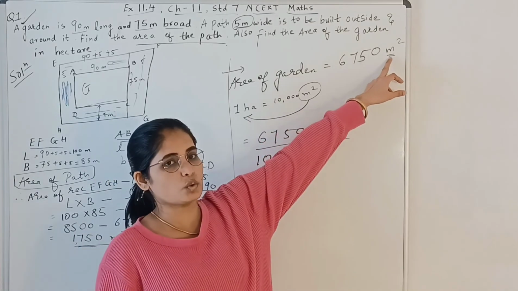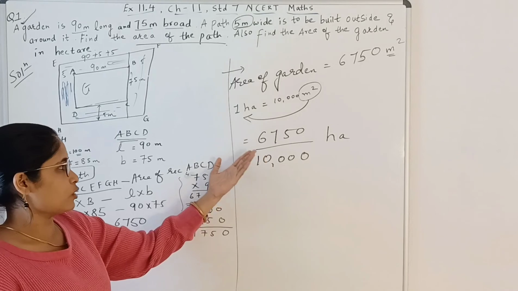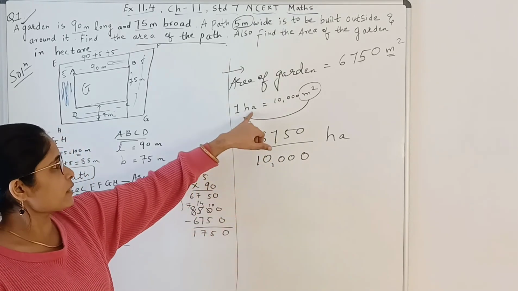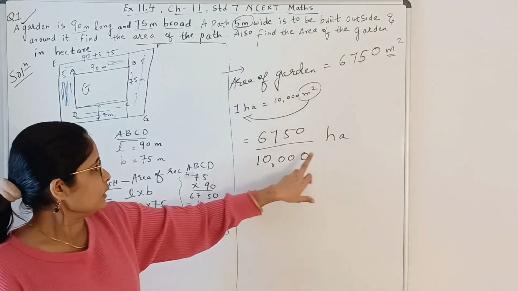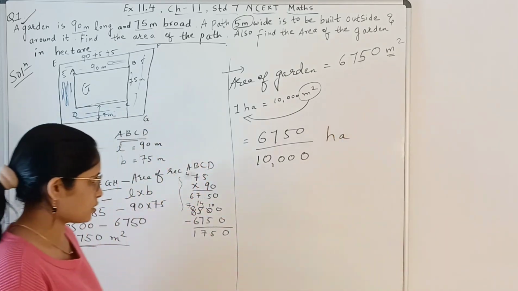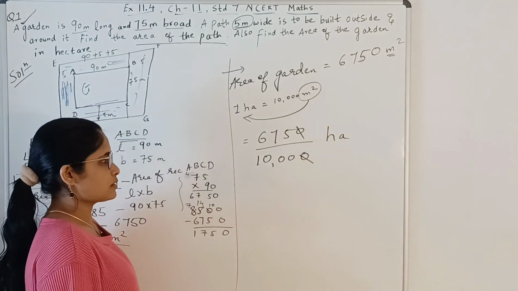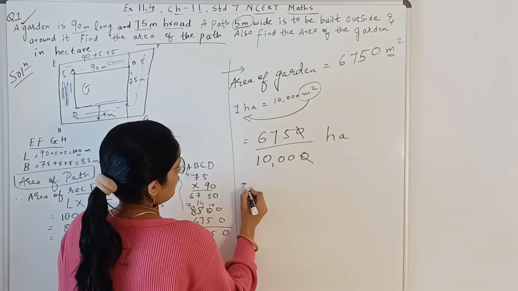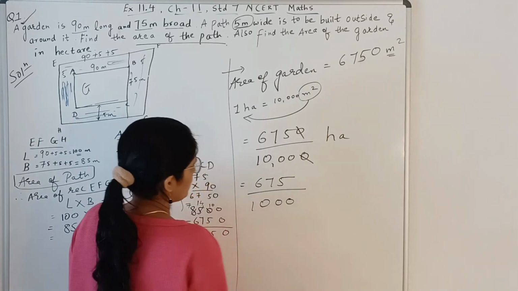First it was in meter square, right? So it was already in meter square, now we will convert it into hectare. So for that what will we do, we will divide by 10,000. Okay? Because 1 hectare is equal to 10,000 meter square. So we need to divide it by 10,000. So here in place of meter square we will write hectare because we are converting to hectare. Now 0 and 0 can be cancelled. So these two 0s cancel. Now what is left with us, 675 and here 1000.